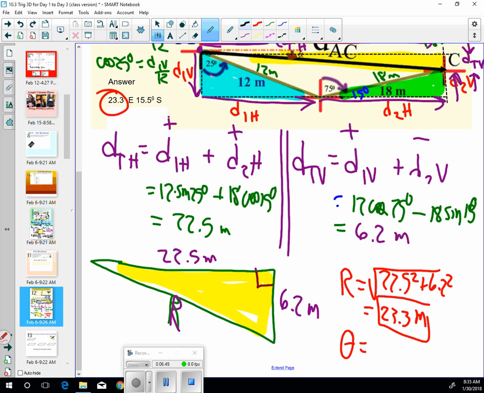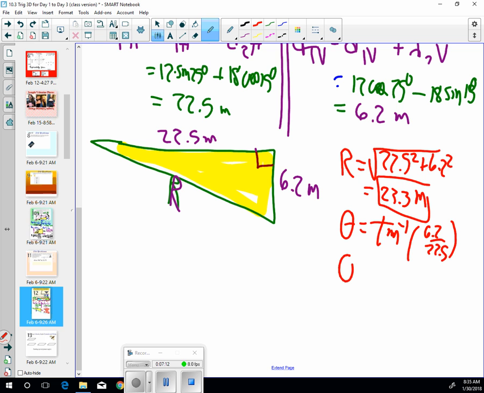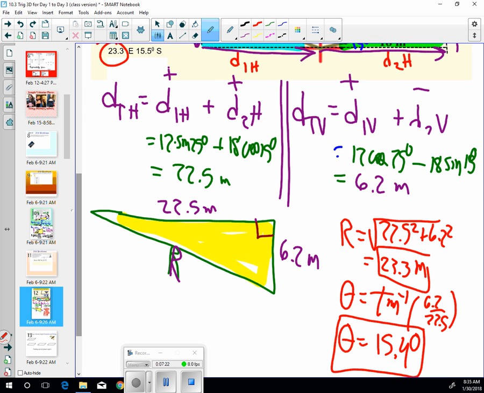And look at that. Got that right. And now the undoing of the tangent, the arc or inverse tangent of opposite, which is 6.2 over 22.5. And I need an angle for that. And it is 15.4. Sounds good. I had 15.5. So just rounding, I'd give full credit for that.